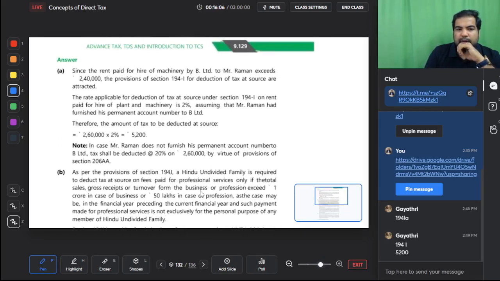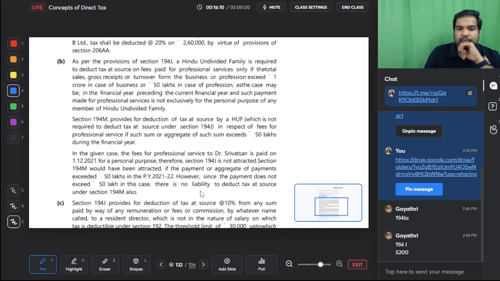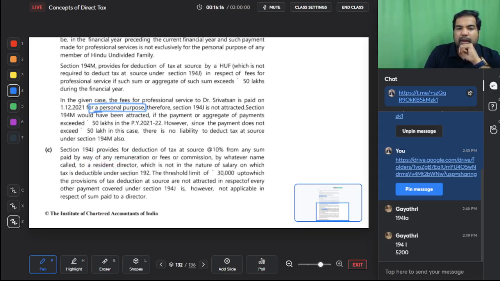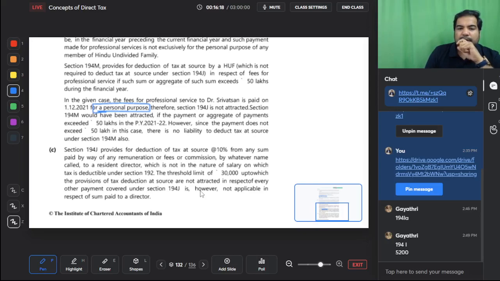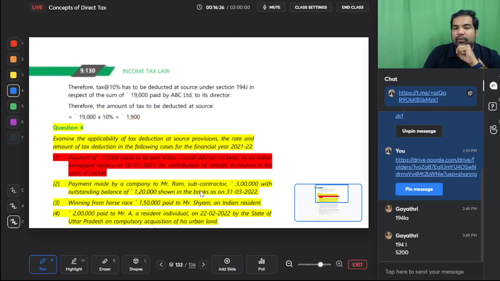The first one at the rate of 2%. The second one, it is not attracted because it is for personal purposes, so there will be no calculation. And the third one is basically generally above 30,000, but that limit is not applicable in respect of director. So on director 19,000 you will have to deduct 10%.